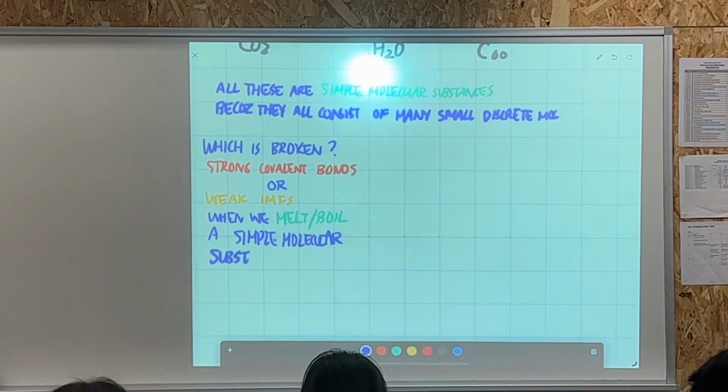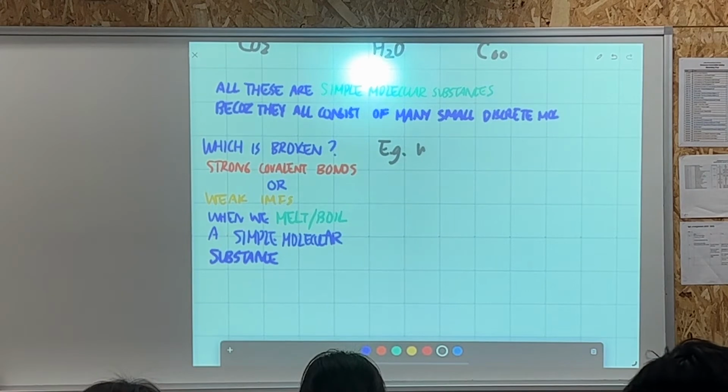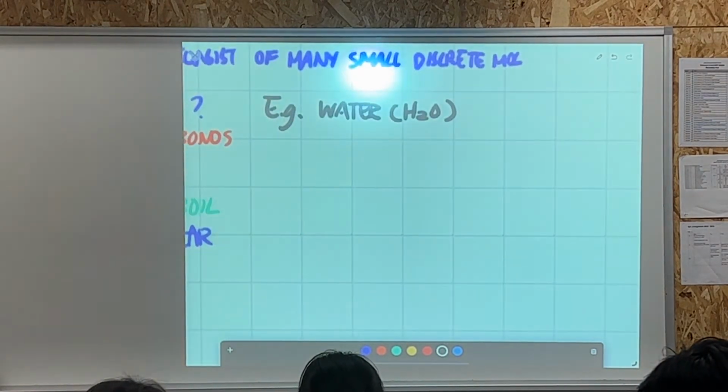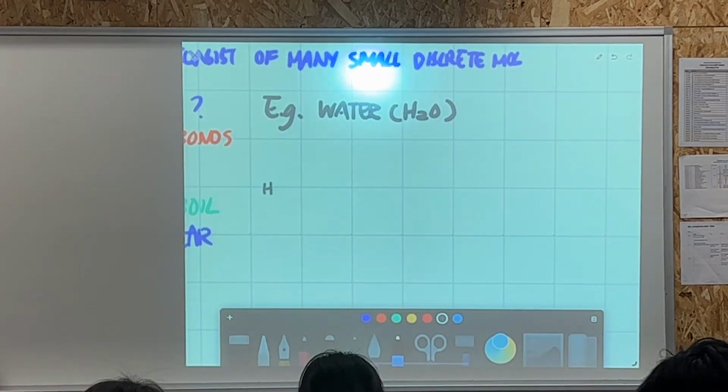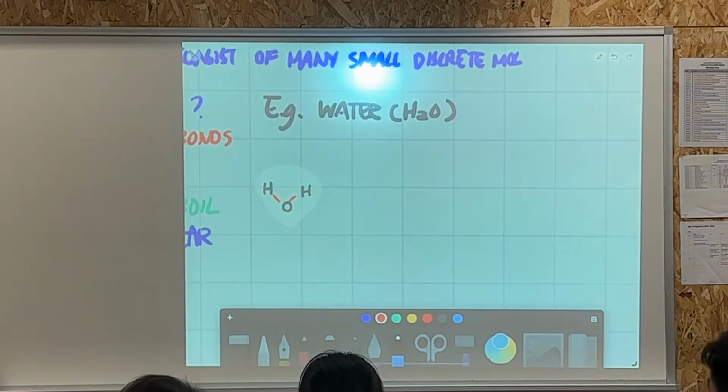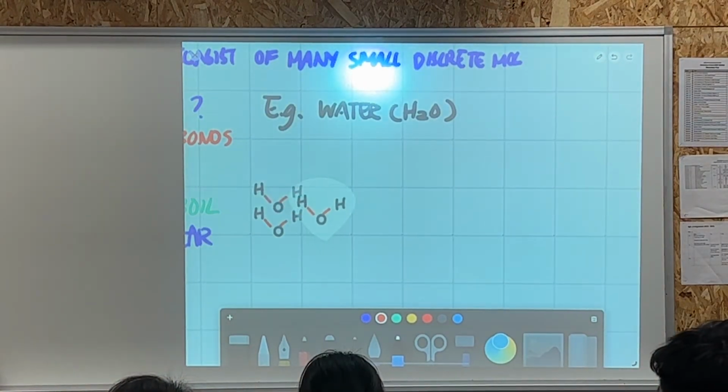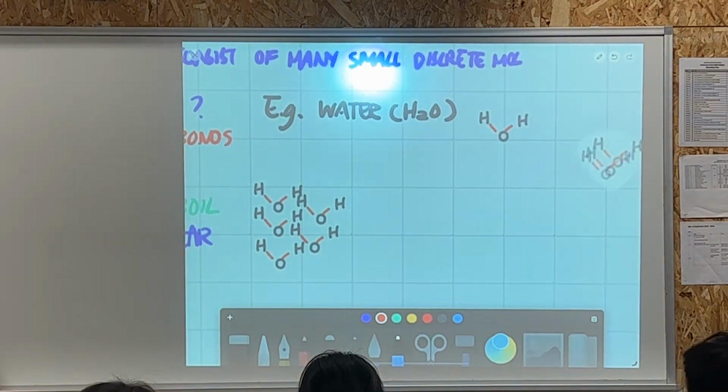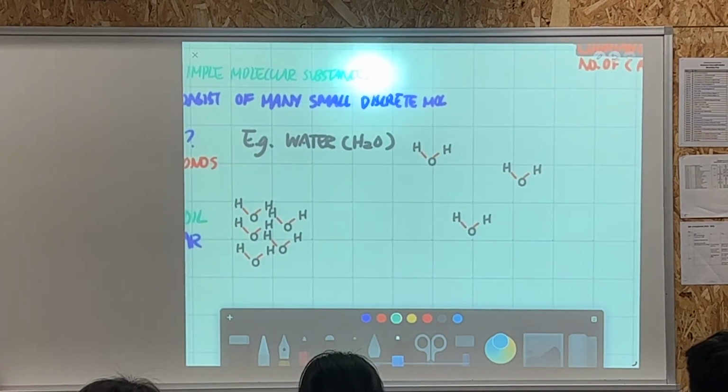A simple molecular substance. Here we look at the example, water. Water is H2O. It is a simple molecular substance. When we boil water, what do we get? So we have something like this. This is H2O. In the liquid state, you see they are pretty close together, and in the gaseous state, they are much further apart. So this is what happens when we boil water, right?